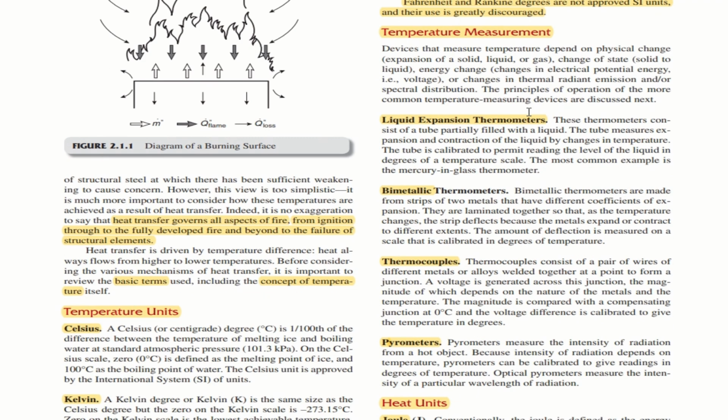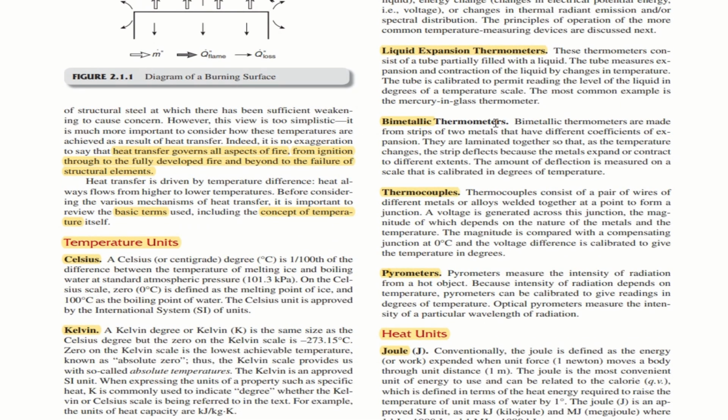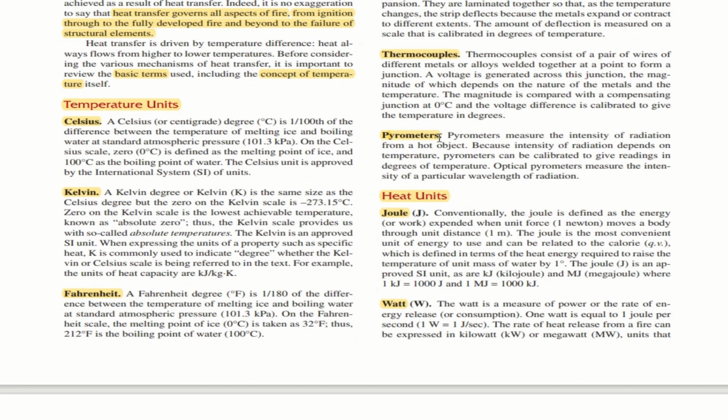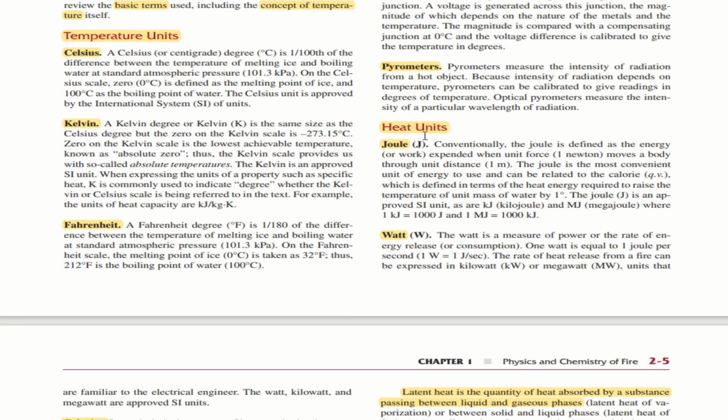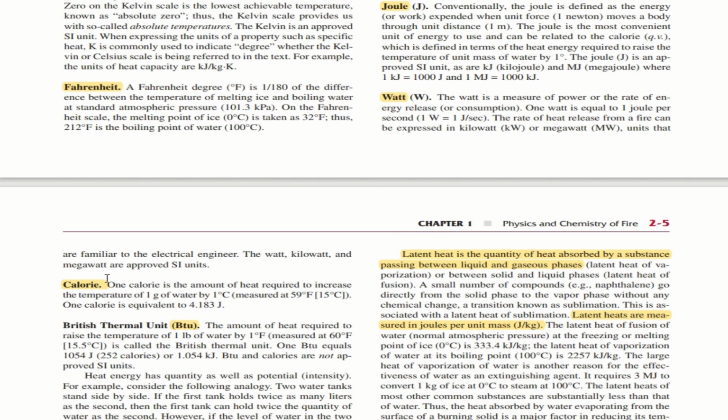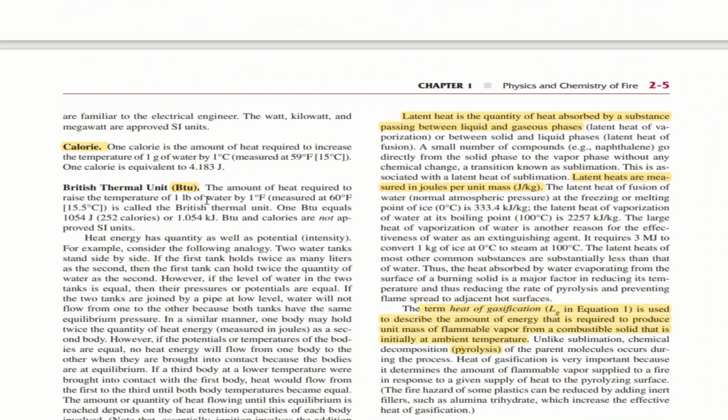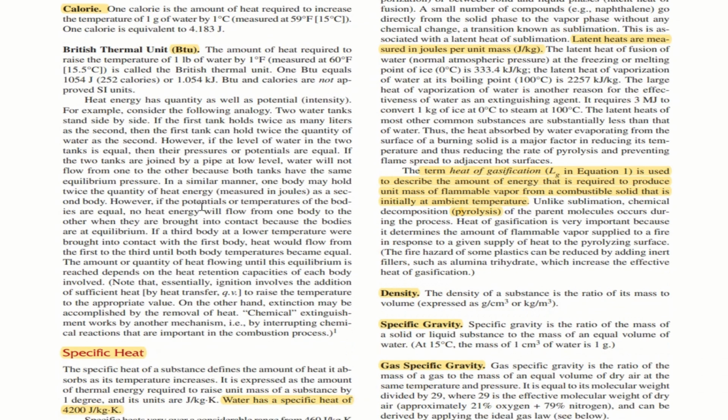Temperature measurement consists of a few terms such as liquid expansion thermometers, bimetallic thermometers, thermocouples, and pyrometers. Pyrometers measure the intensity of radiation from a hot object. Heat units: we have joule and watt, and also calorie and British thermal unit. From this also you might get a question. These are very simple, just go through them once and you will get an idea.